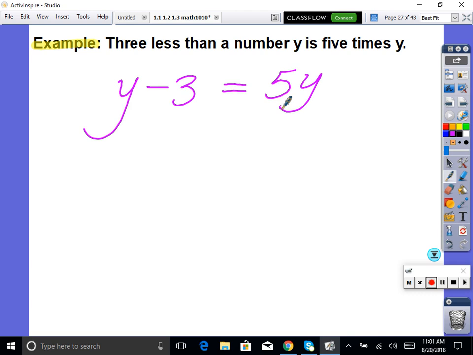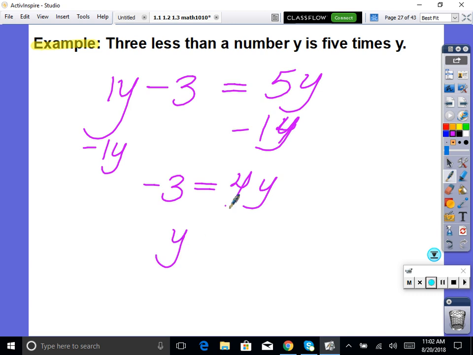Negative 3 equals 4y. Therefore, y equals negative 3 divided by 4, correct? Yeah. Negative 3/4. Okay, good. Now I'm going to go to this little section to remind you how percents work.